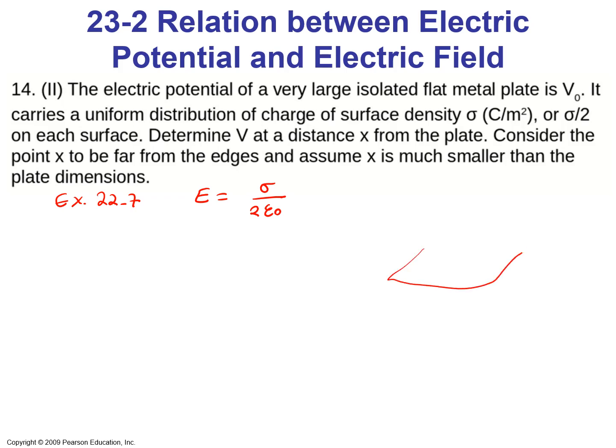So the field of these large metal plates at point x on top of it is pointing away from the surface if the charge distribution on the surface is positive.